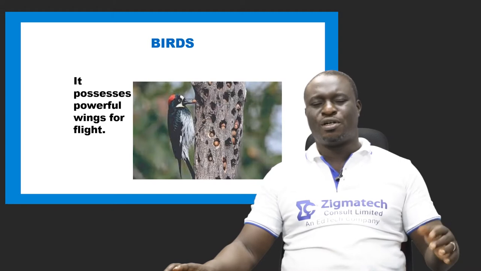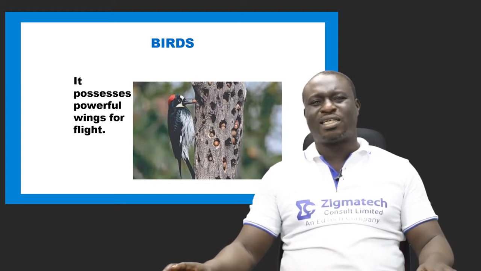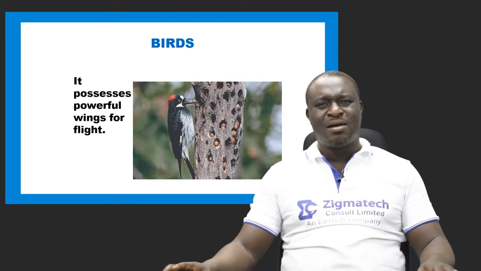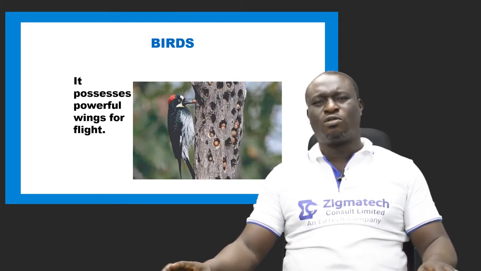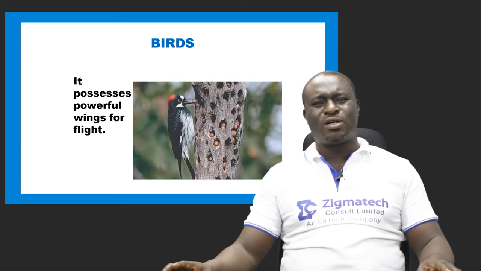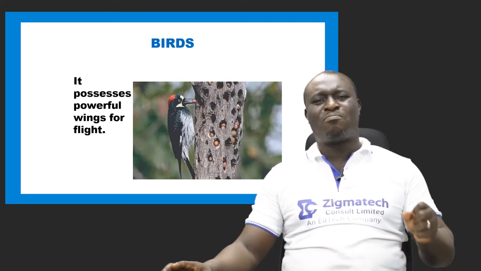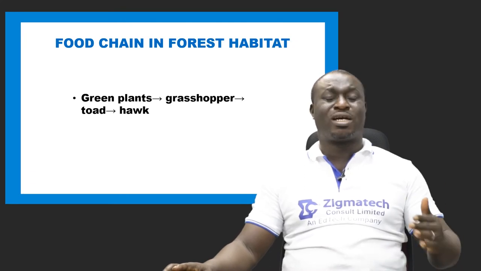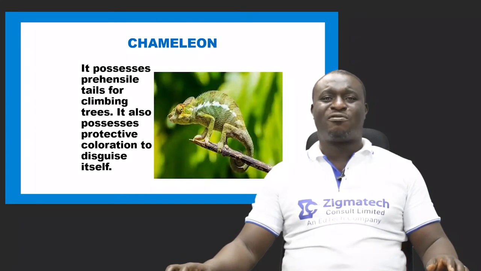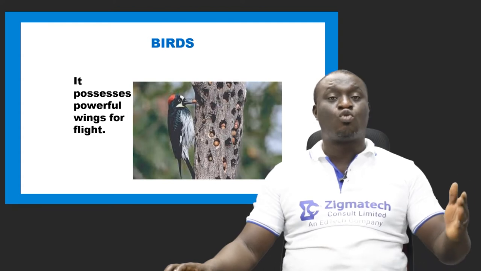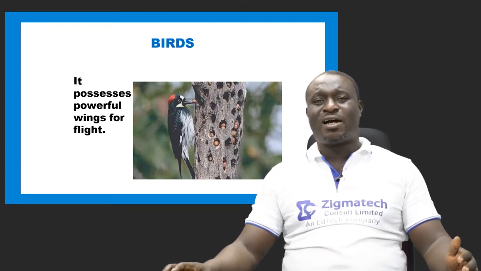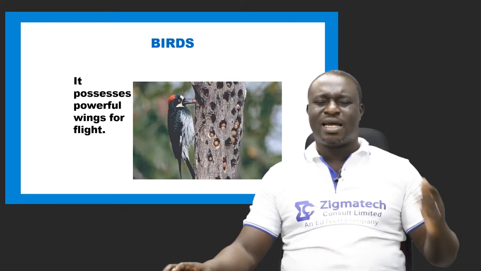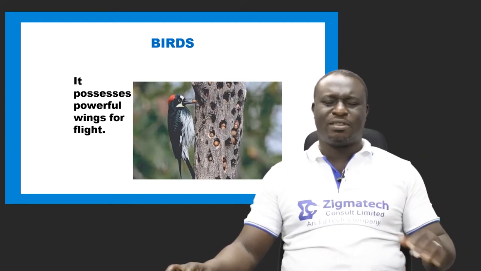We also have birds. You will see several types of birds in forests. Most of them possess powerful wings for flight, powerful beaks for pecking on wood, and powerful limbs. We can find snakes. We can find earthworms. We can find so many organisms or animals that can be located in a forest habitat.